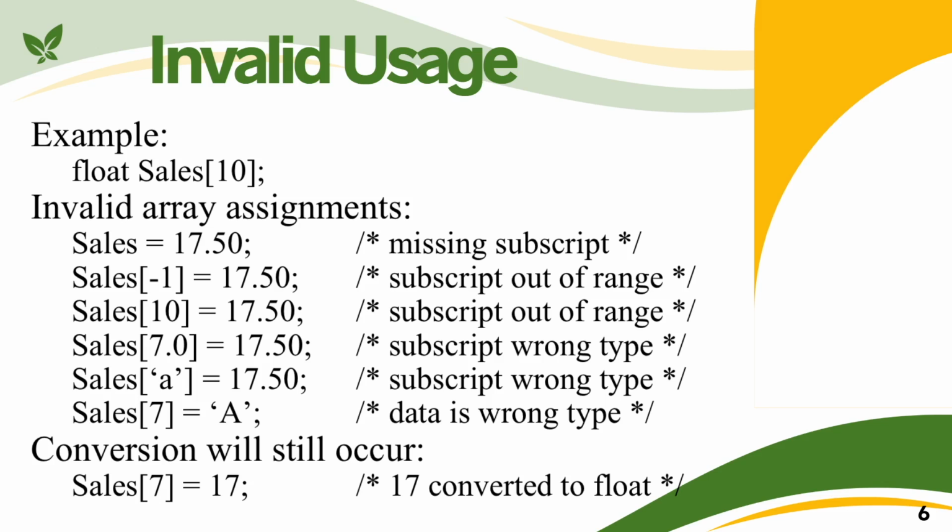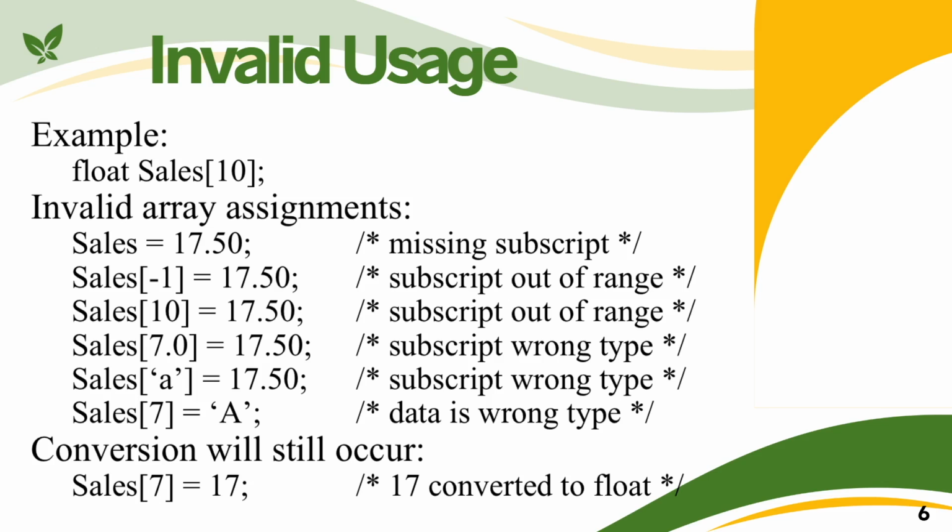And in the fourth case, sales of 7.0, it is also invalid, just because an array's index can't be a floating point value. And the fifth case, sales of A, we can't have a character as an array's index. And in the last case, sales of 7 is equal to A. Assignment of a character to a floating point array is also a mismatch in data type. So, that is also one of the invalid usages.